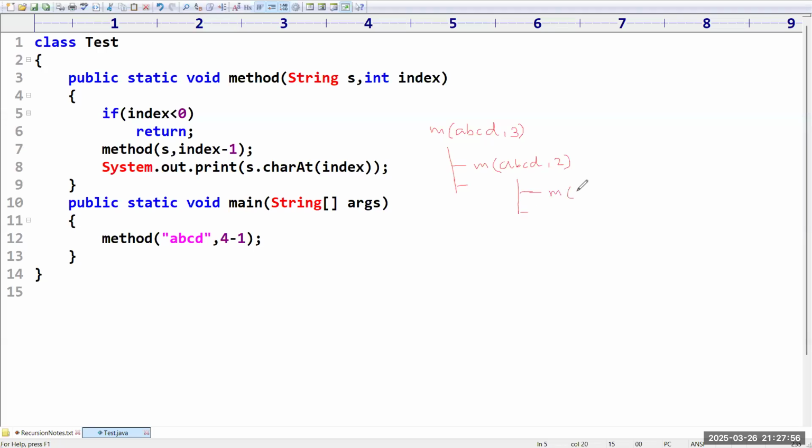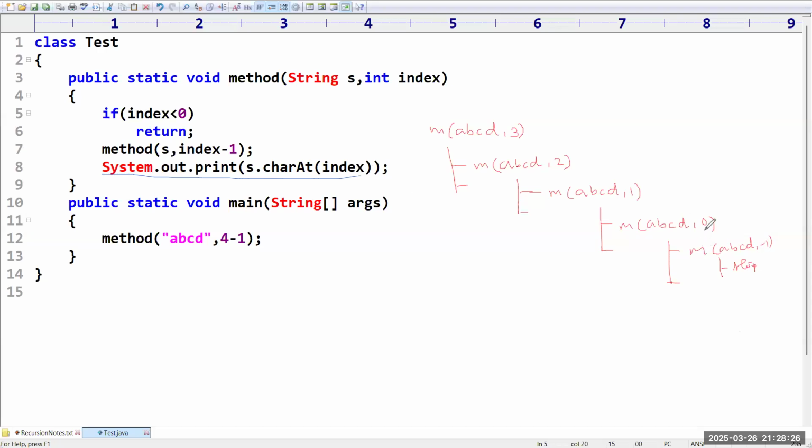First time, ABCD, comma 1. Now what will happen? Again, two more statements. So ABCD, comma 0. Again, two more statements. ABCD, comma -1. Whenever we get -1, it will stop. Further, it won't execute. Now observe. Is there any pending instruction? Yes. So it will come back.